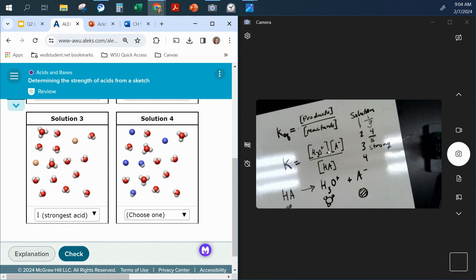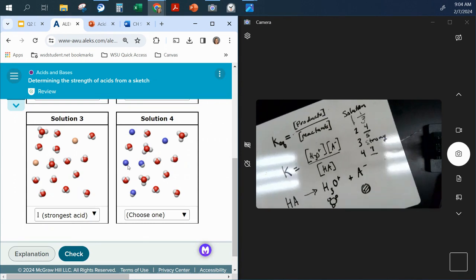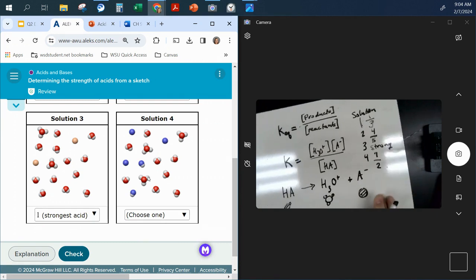Okay, next one, I'm looking for hydronium. 1, 2, 3. And then I'm looking for the conjugate base. 1, 2, 3. So that's 9, right? 3 times 3 is 9. And then how many original acids do we have left? We've got 1, 2. Oh, these are not nice fractions.